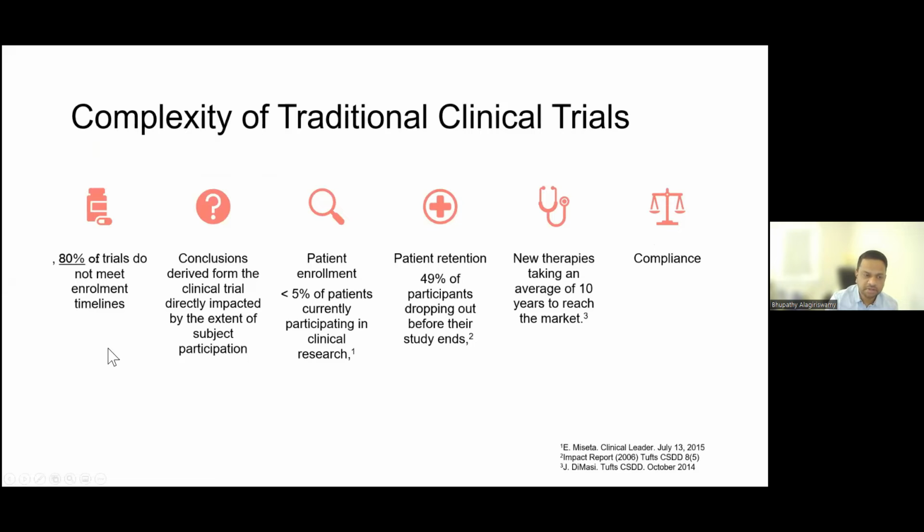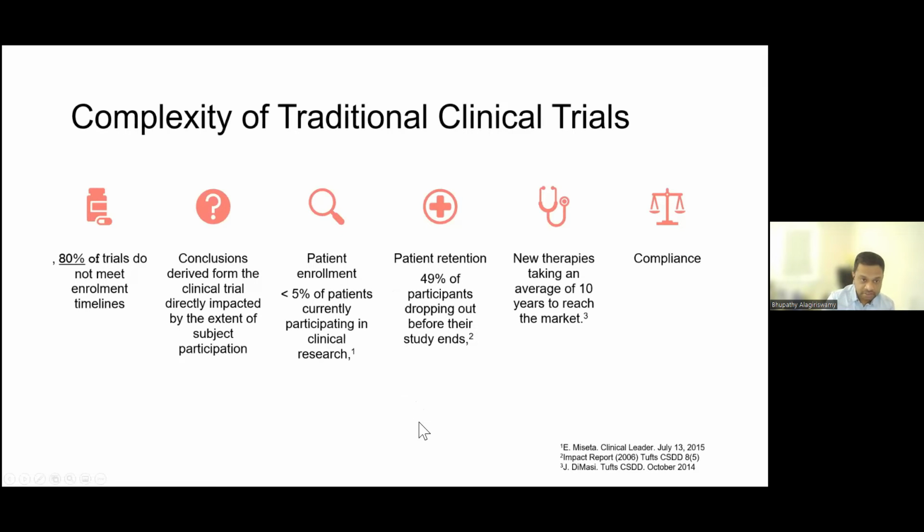More than 80% of trials do not meet enrollment timelines, and only 20% of the patients, for example, met enrollment timelines, and we use that data for approval from the regulatory authority. It is very little data. It does not cover all the patients who really suffer. Patient enrollment is less than 5% in clinical trials, which has been a very big issue. For example, in a diabetic study, very few patients are there, more than 50% of patients drop out, a new therapy takes an average of 10 years, and compliance is again a big challenge.